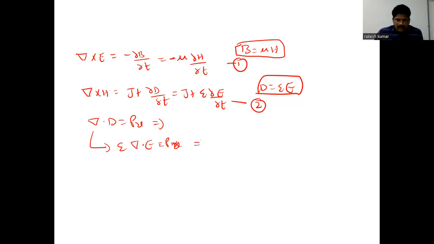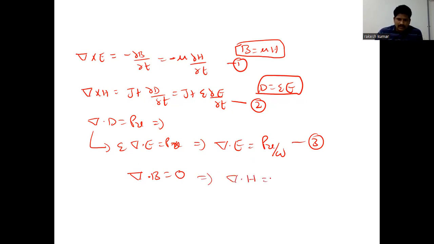This can be written as del dot D is equal to ρv, or del dot E is equal to ρv by epsilon. This is considered as equation 3. Let us come to the fourth equation: divergence of magnetic field is 0. We know that B is equal to mu H, so the same thing can be written as del dot H is equal to 0. So these are the four standard Maxwell's equations.